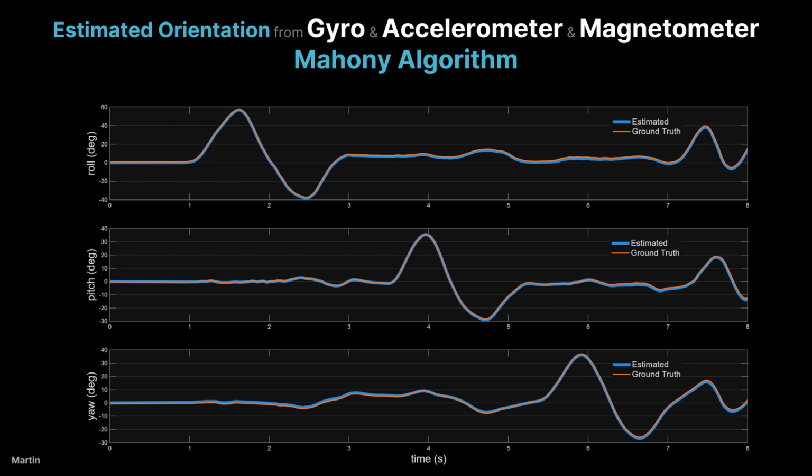The figures show the results of the Mahoney algorithm. As illustrated, the estimated orientation angles align closely with the ground truth, demonstrating the algorithm's ability to provide accurate and stable orientation estimates when properly tuned.